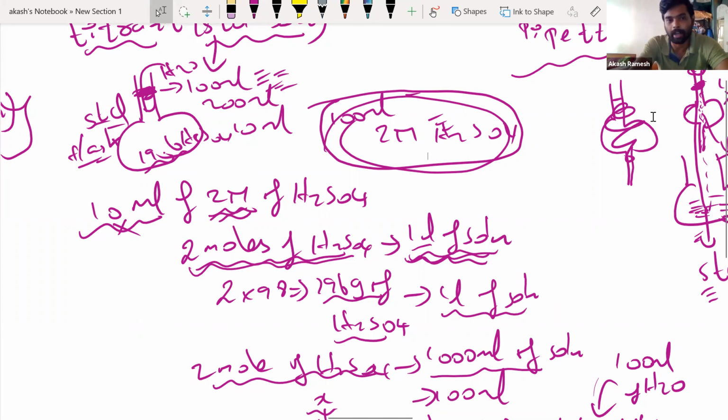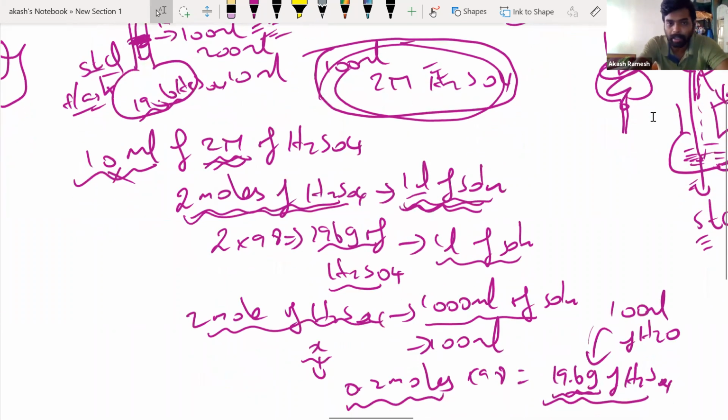So for that, we have to calculate. What does that mean? For 2 moles of H2SO4, it is 1 liter. So for 100 ml, you can see here, 1000 ml, 2 moles. For 100 ml, how much? It will be 0.2 moles, right?